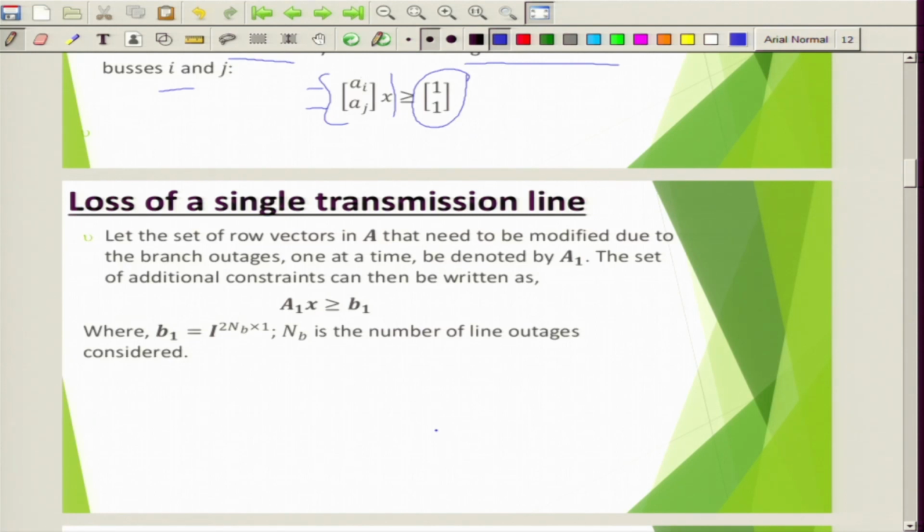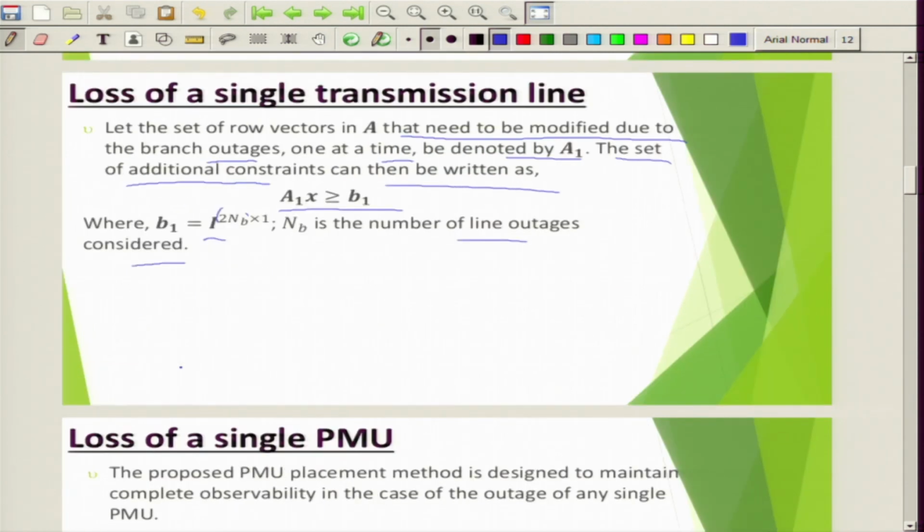Let the set of row vectors in A that need to be modified due to the branch outages, one at a time, be denoted by A1. The set of additional constraints can then be written as A1x greater than or equal to B1, where B1 is a matrix of size 2 NB cross 1, NB being the number of line outages being considered. It is an identity matrix basically, so the entry is 1. So what we are saying is, even in such an outage, with the new modified matrix A1 we could see that at least some minimum observability is there.